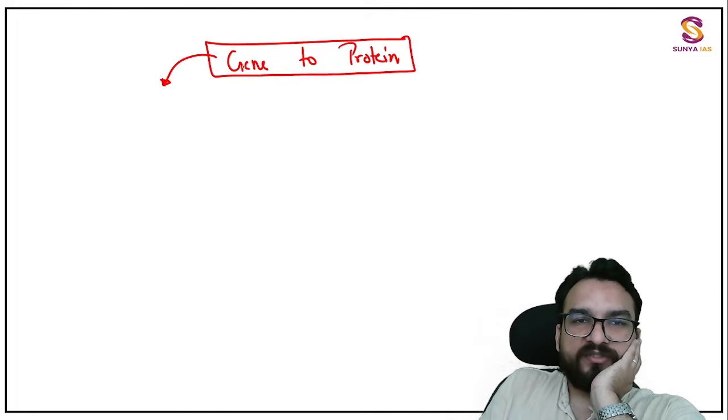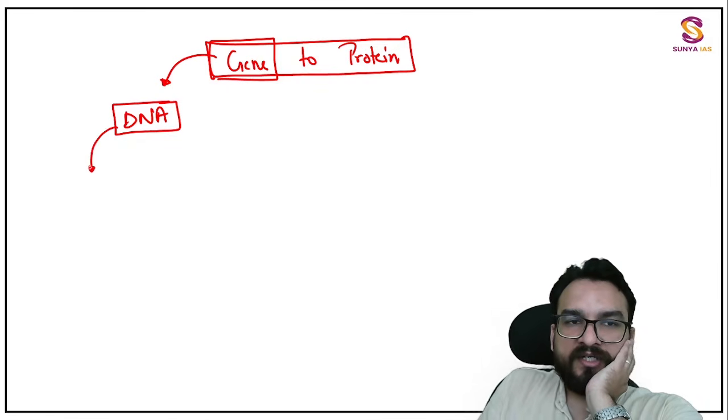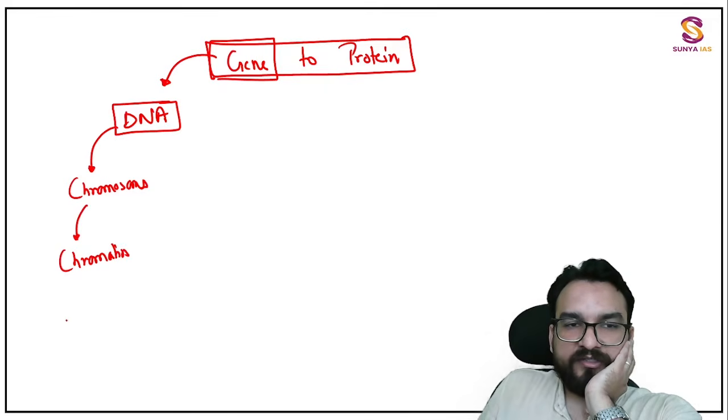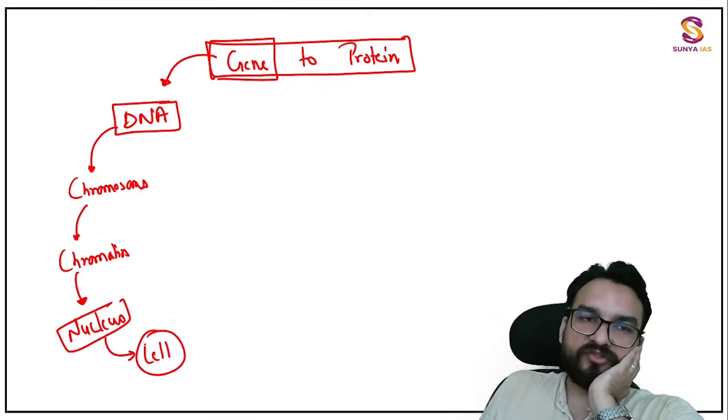You must have understood that this gene is basically the functional unit of DNA, and DNA we have expanded and understood clearly with the theories involved. DNA is basically coiled up in chromosomes, which you have understood. Chromosomes are in turn like fiber-like structures in chromatin. Chromatin is present inside the nucleus, and the nucleus is present inside the cell. This you must have understood right now.